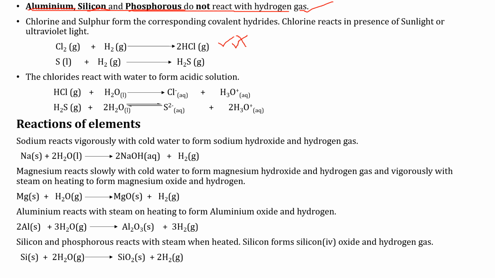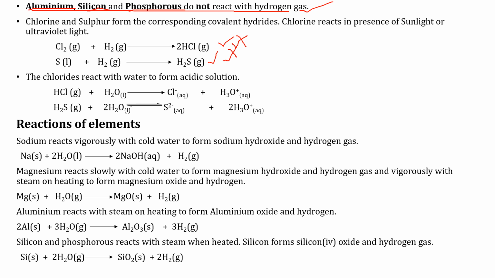That's why we are saying that chlorine is going to react in presence of sunlight or ultraviolet light, and they are all going to react to form their respective hydrides. Chlorine is going to react with hydrogen gas to form hydrogen chloride gas, and sulfur is going to react with hydrogen to form hydrogen sulfide gas. Both of these are acidic gases, implying that they can be dissolved in water to form acidic solutions.